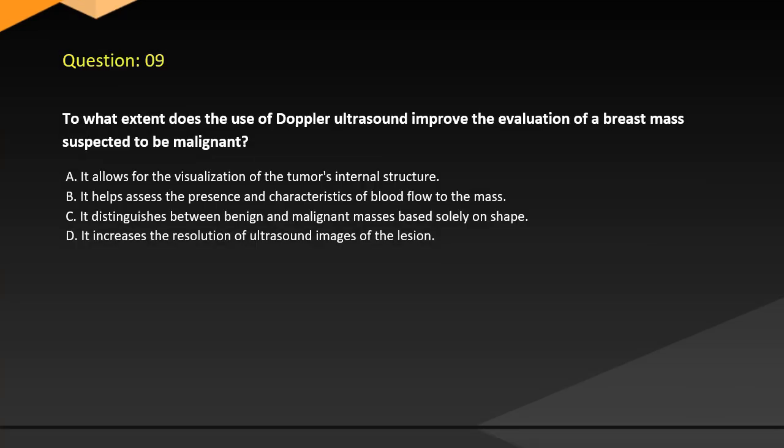Question 9. To what extent does the use of Doppler ultrasound improve the evaluation of a breast mass suspected to be malignant? A. It allows for the visualization of the tumor's internal structure. B. It helps assess the presence and characteristics of blood flow to the mass. C. It distinguishes between benign and malignant masses based solely on shape. D. It increases the resolution of ultrasound images of the lesion.